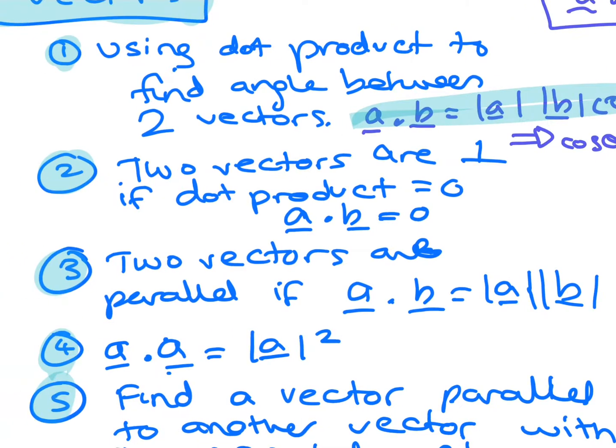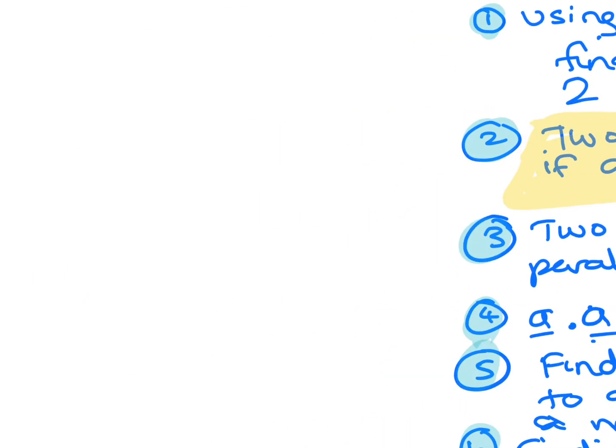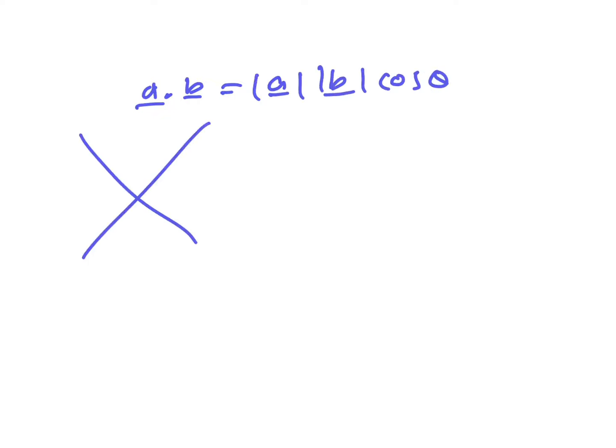Okay, so what I'd like to look at now is basically if two vectors are perpendicular, then their dot product would be 0. So I want to show you why and just look at a couple of examples to do with that. So if A dot B equals mod A mod B cos theta, then if you have two vectors that are perpendicular, then theta must be 90 because that's the angle between the two vectors.